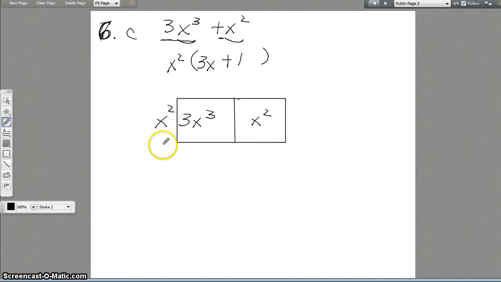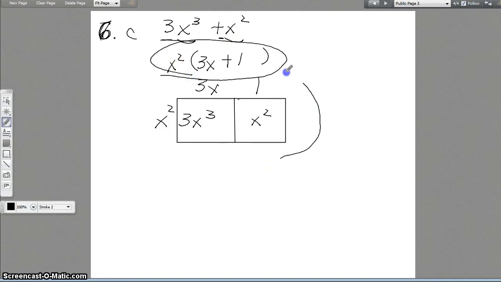That's x squared. What do we multiply by x squared to get 3x cubed? That's 3x. What do we multiply by x squared to get x squared? That's just a 1. So our answer for this, we need to write out x squared times 3x plus 1, and we need to draw this diagram. It takes both parts because it says to factor the polynomial by factoring out the greatest common factor and to illustrate it by means of the area of a rectangle. So we need both of these methods shown.